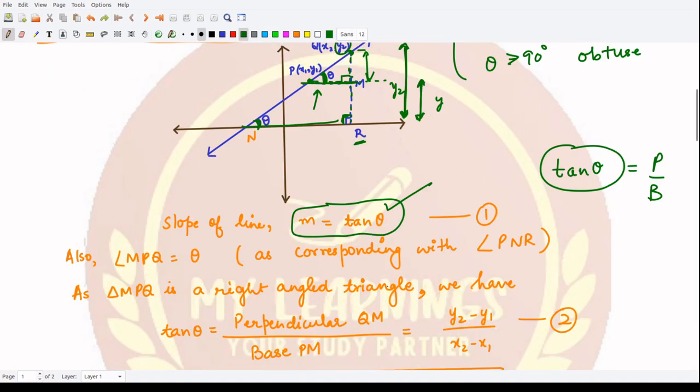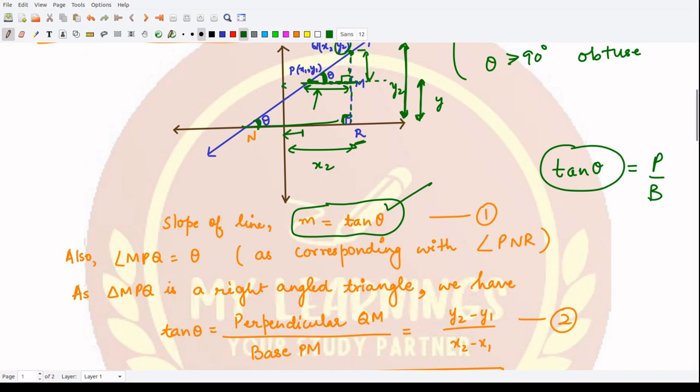And similarly, what would be the value of the base, PM? It would be calculated again by calculating this larger value. This distance would be the same as this distance, and this distance is x2. So therefore this distance is also x2, correct? Once you know this complete distance, now you know what this much distance is.